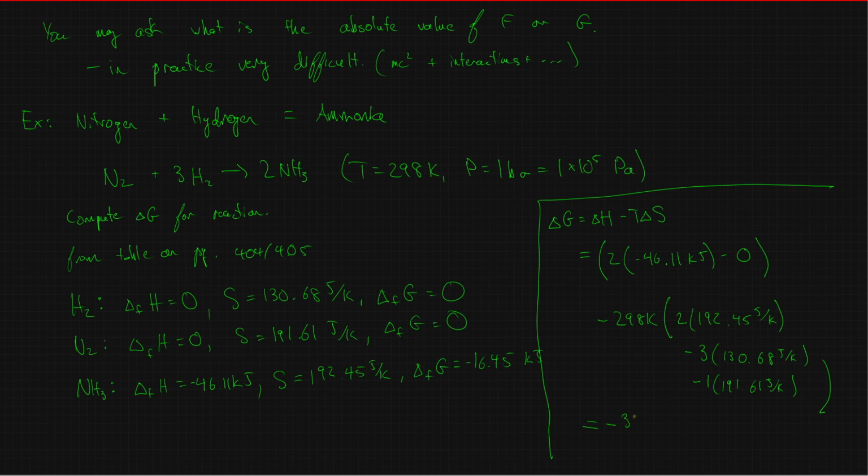You find minus 32.99 kilojoules. You're like, wait a second, that's not this. Well, we have 2 ammonia being created here. So you divide that by 2, and you get exactly this result right here. So it seems like our method for calculating delta G is working, given all of the values in this table are actually correct. So does that make sense to everybody? Does that seem fairly straightforward?